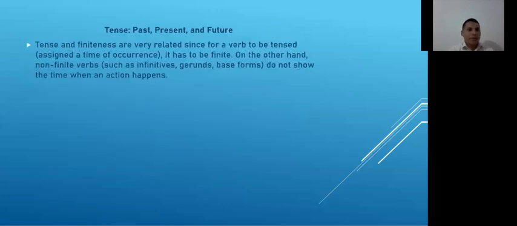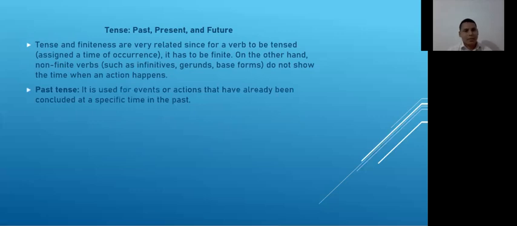Now, on the other hand, we have tense, past, present, and future, which we'll analyze now. Tense and finiteness are very related, since for a verb to be tensed or assigned a time of occurrence, it has to be finite. On the other hand, non-finite verbs such as infinitives, gerunds, base forms do not show the time when an action happens. This is about tense. Now, let's analyze some tenses, like the past.